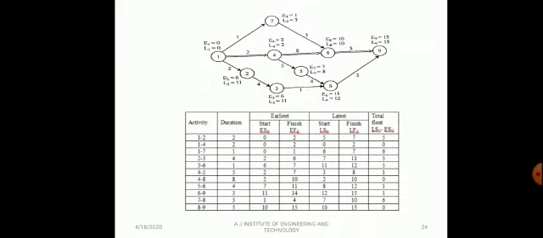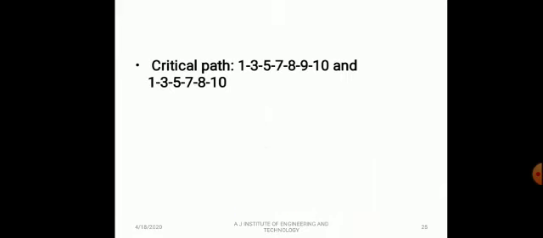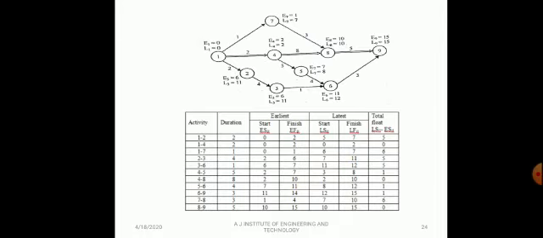Now let us see how to find out the critical path. Critical path is 1 3 5 7 8 9 10 and 1 3 5 7 8 10. These are the two critical paths we can observe. 1 2 3 6 9 or 1 4 8 10. Critical path means where slack is 0. Earliest starting time and latest finish time should both be equal.